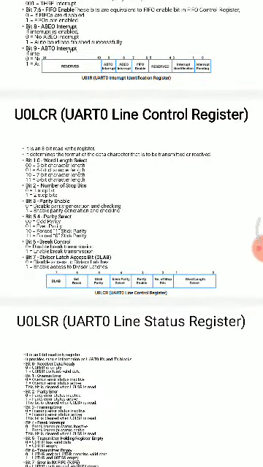Okay, the next one is the UART line control register. As already discussed, it is an 8-bit register. Bits 0 to 1 are the word length select. Bit 2 is the number of stop bits. Bit 3 is parity enable. Bits 4 to 5 are parity select. Bit 6 is break control. Bit 7 is the divisor latch access bit.